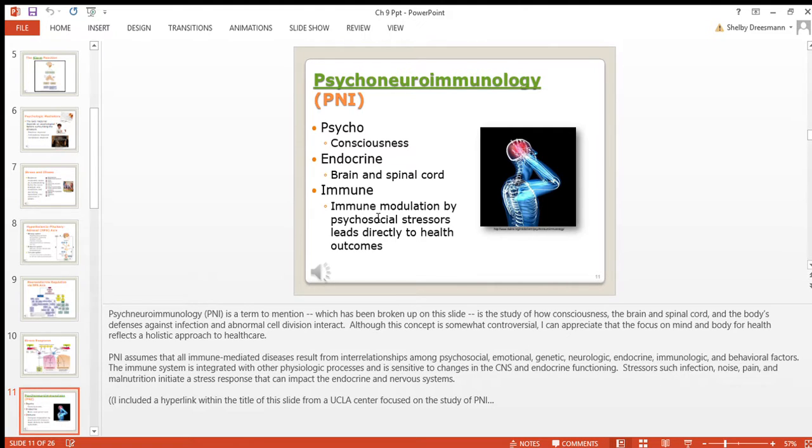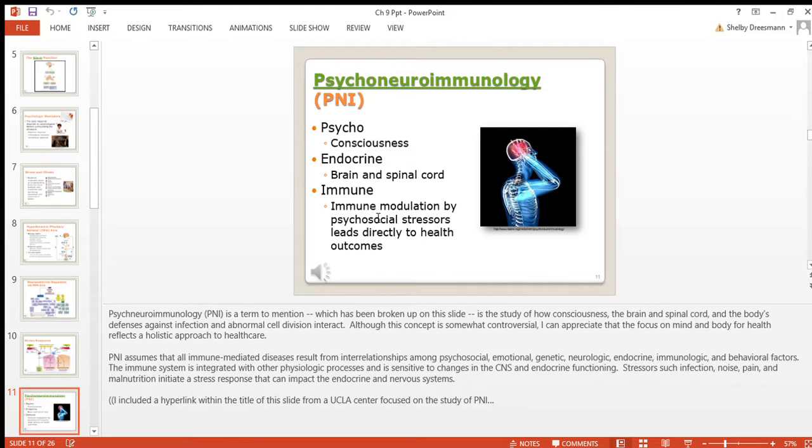This concept is controversial, but it focuses on mind and body for health as a holistic approach. PNI assumes that immune-mediated diseases result from interrelationships among psychosocial, emotional, genetic, neurologic, endocrine, immunologic, and behavior factors. The immune system is integrated with psychologic processes and is sensitive to changes in CNS and endocrine functioning.